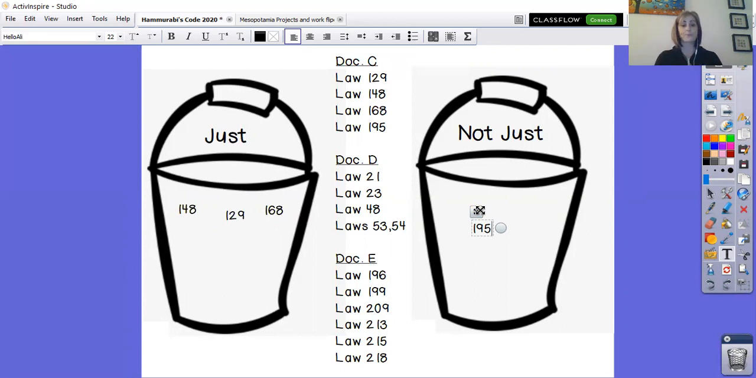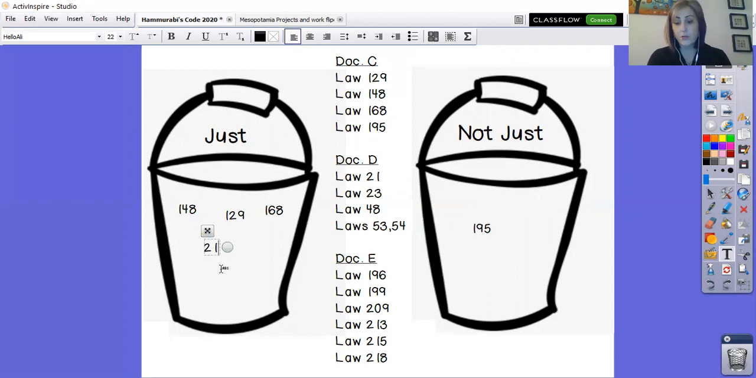Okay, so at this point, you should have all laws from document C in one bucket or the other. All right, document D, law 21 states that if a man tries to rob a house and he gets caught, they're going to kill him. So you're going to put law 21 either in just, you're like, yeah, shouldn't rob the house, or not just. Pick one.